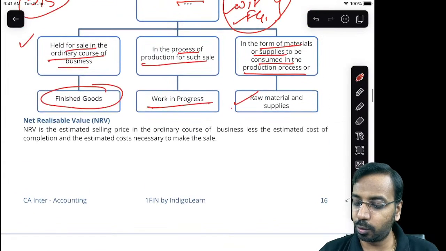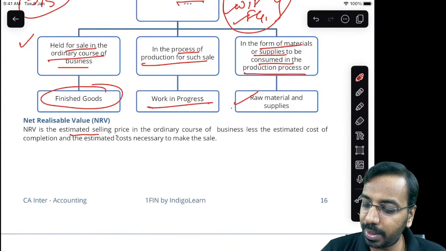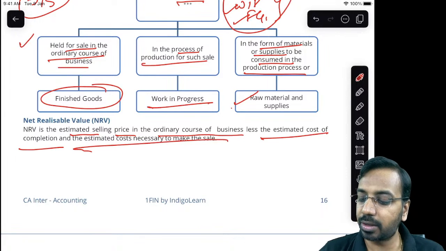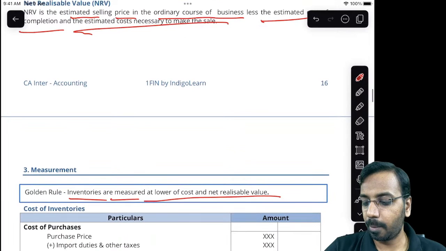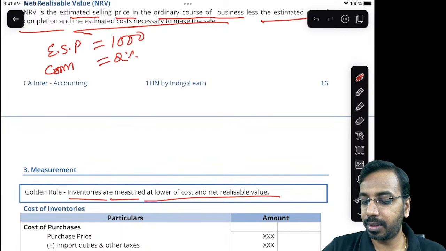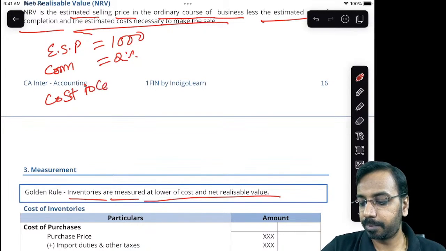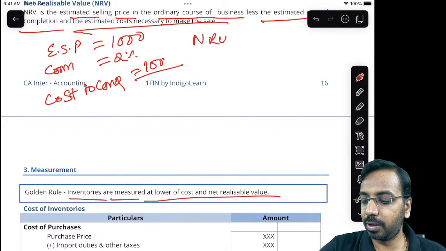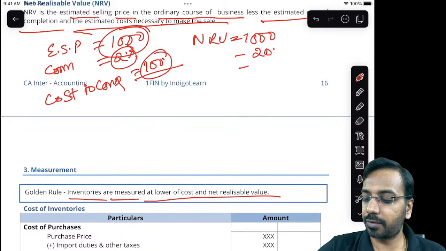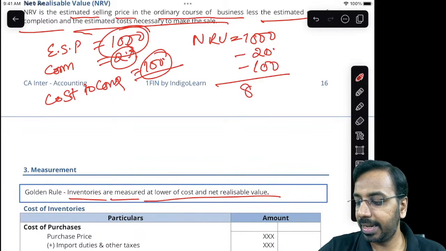What is net realizable value? Net realizable value is the estimated selling price in the ordinary course of business less estimated cost of completion and cost necessary to make the sale. For example, estimated selling price is 1000. Commission, I need to pay 2%. Cost to complete, let us say, is 100. So NRV will be 1000 minus 2% of 1000, that is 20, minus cost of completion 100. So it will be 880.